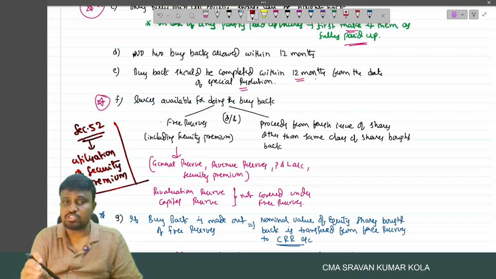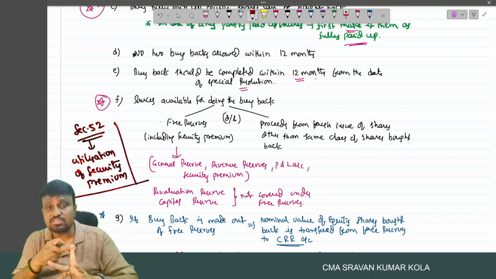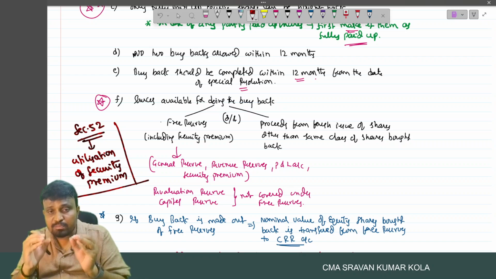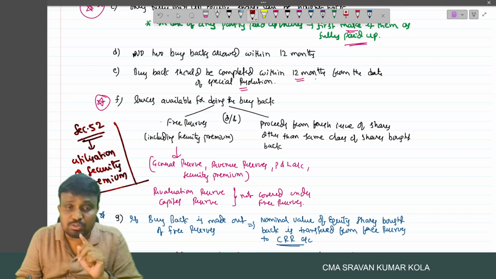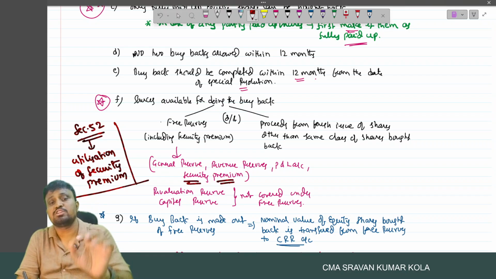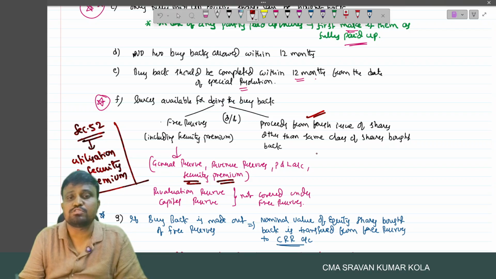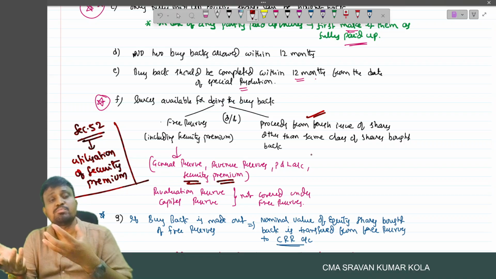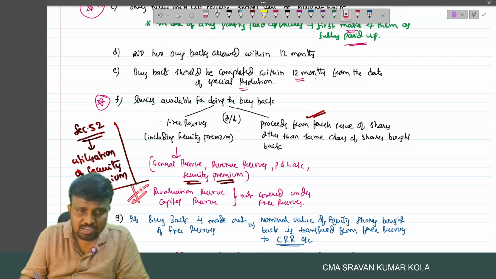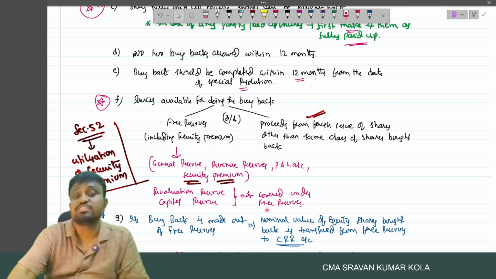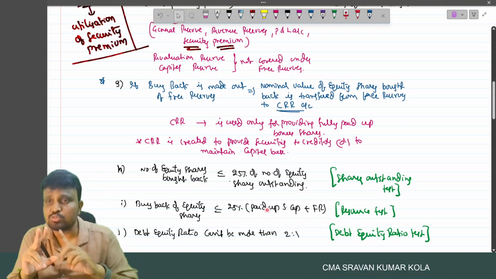So remember, throughout the chapter, free reserves are nothing but general reserve, profit and loss account, revenue reserves if any, and the security premium. Security premium is generally a specific reserve, not a free reserve. For the purpose of Section 68 only, it is treated as a part of free reserve. And another one, proceeds from fresh issue of shares other than the same class of shares bought back. For example, if we issued preference shares, we can use the proceeds for buyback of equity shares. And this is one of the important points: revaluation reserve and capital reserves are not treated as free reserves. Okay, fine. So from the exam point of view, two points we covered.